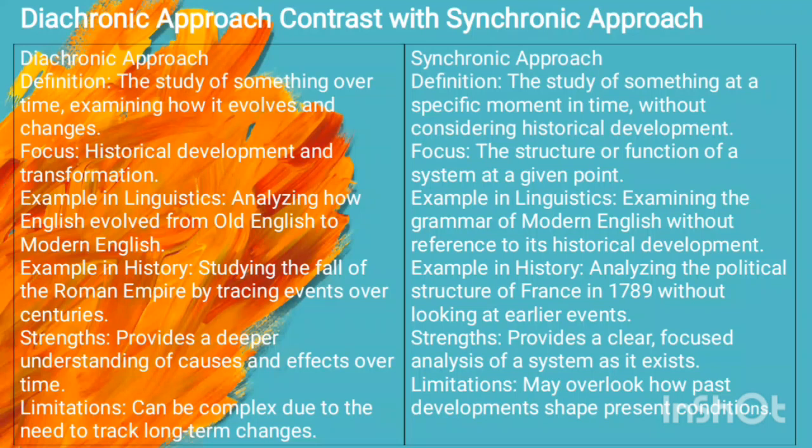Diachronic approach limitations are that tracking long-term changes can be complex, but in the synchronic approach the limitation is that it does not explain how past changes influenced the present. So generally the diachronic approach explains how things became the way they are, but the synchronic approach explains how things function right now. Both methods are useful for a complete understanding of language.